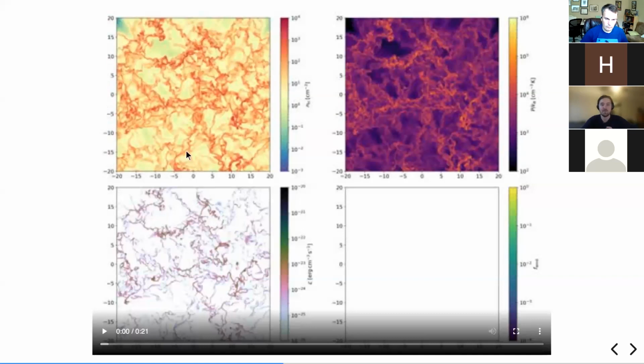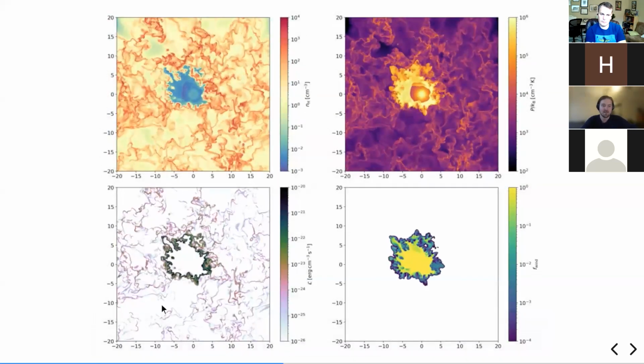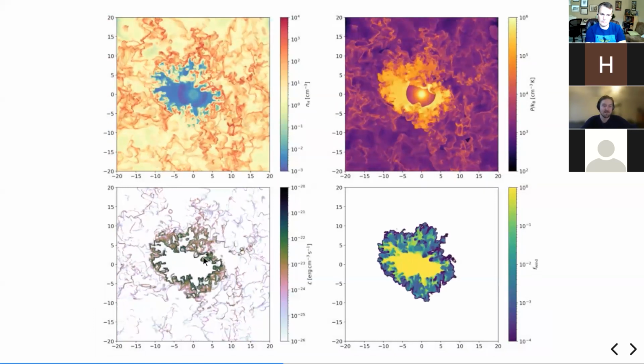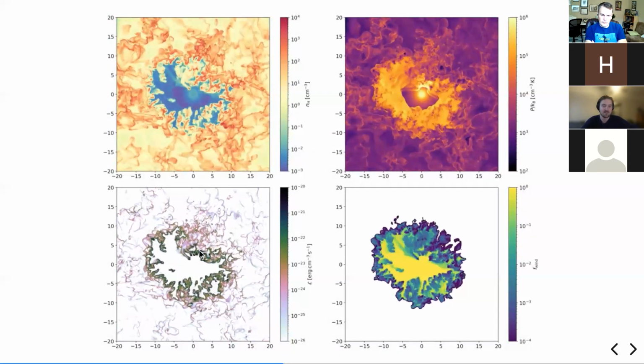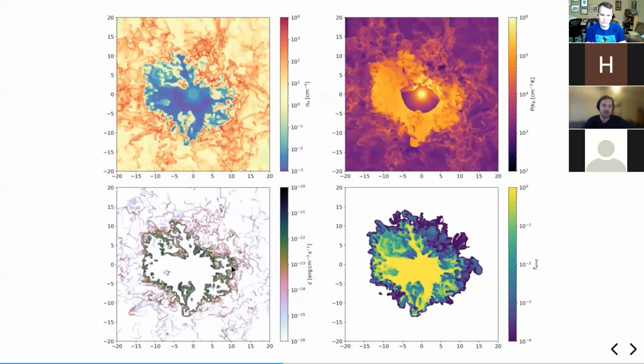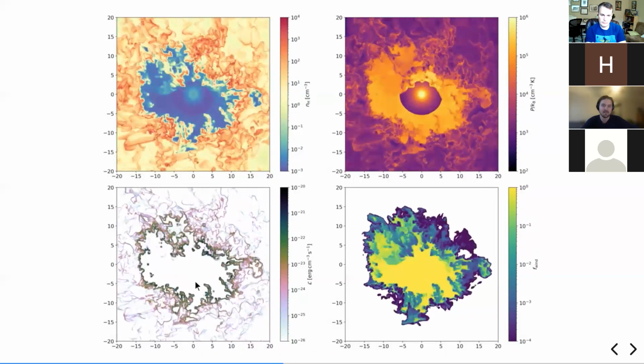I put in by hand a 1000 solar mass star cluster particle and the wind that's driven by that. Here I'm showing the evolution, a slice through the center of the simulation, and evolution in density, pressure, the cooling density, and the fraction of the gas that is in wind material. As we can see, as I said before, there's a very complicated interface here. Even though that's the case, you can see that most of the cooling is going on at that complicated interface.